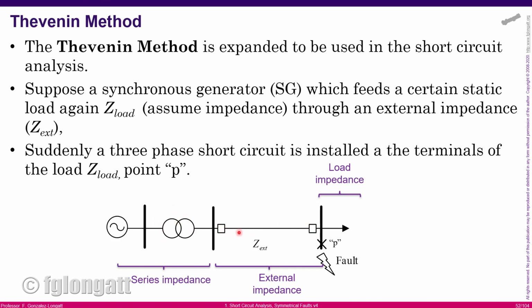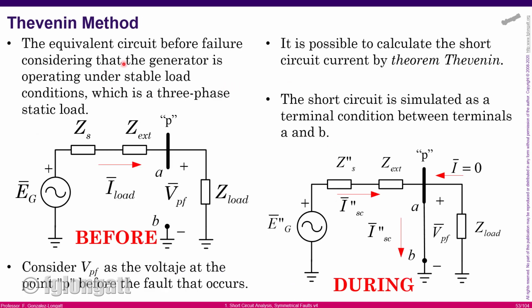There is a series transmission line, then connected to a load. In this case, we are assuming that this is a static load, and the static load can be represented by an impedance, okay? In the Thevenin method, for explanation purposes, you can see here we have the conditions before the short circuit, and you can see there is a voltage here at the terminals of the bus bar of the load, or let's be honest, this is the voltage at the fault location previous to the fault, okay?